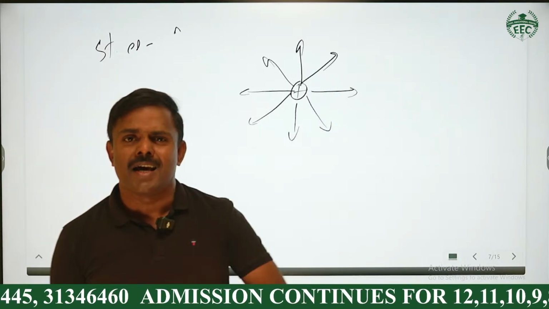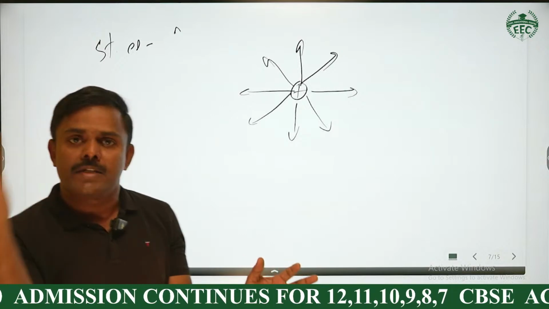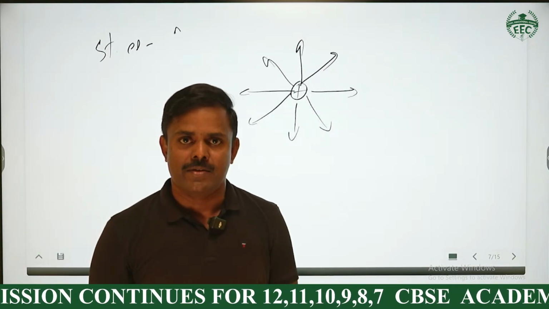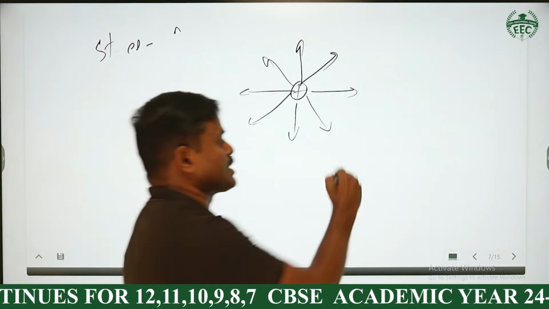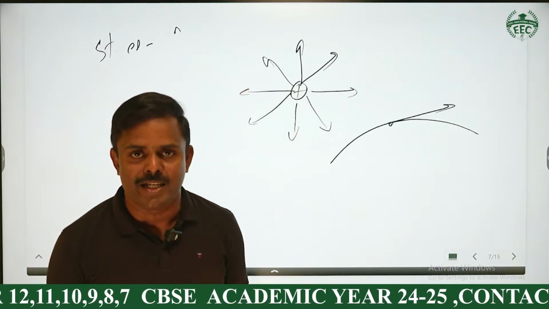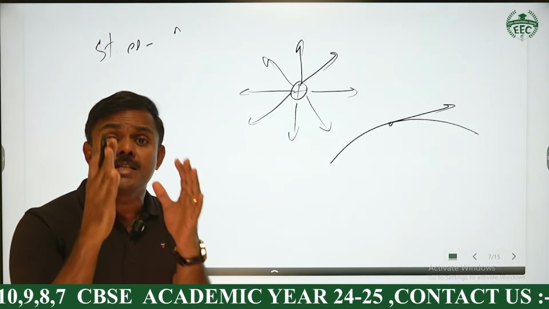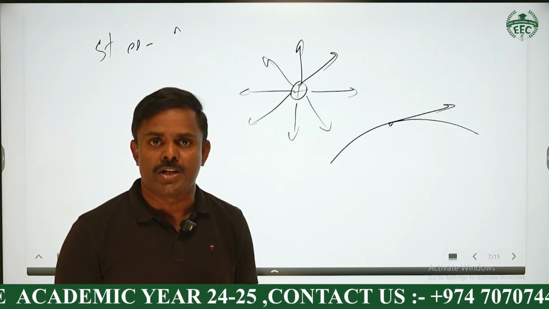Now properties, there are 9 properties. Number 1, field lines originate from positive and terminate on negative. Field lines can be straight or curved. If curved, the direction is given by the tangent. And field lines are perpendicular to equipotential surfaces.